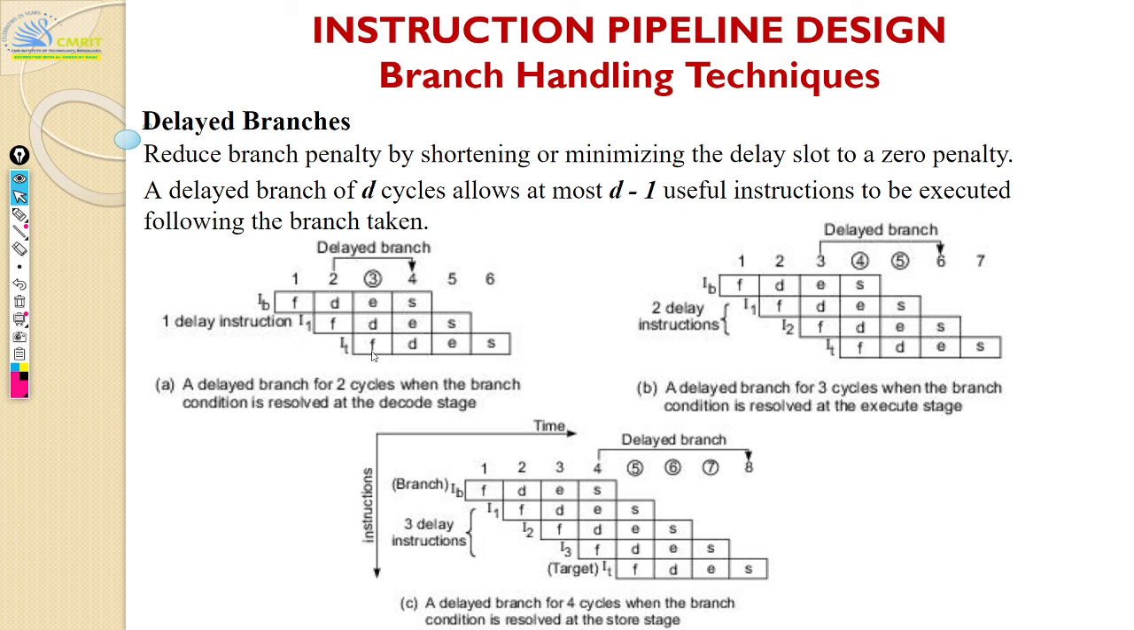If it is just two cycles, effectively from your decode all the way to your storing, then you can fit in one instruction. But if you want to further postpone it, you can push the target instruction to some extent. If you delay it by d cycles, then you can bring in d minus 1 useful instructions. But the only problem is you have to be certain that these instructions will definitely be executed. Okay, is it clear, guys?